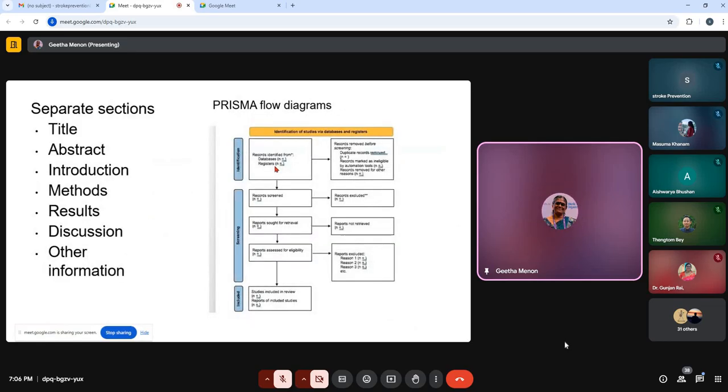It has 8 separate sections, which includes the title, the abstract, the introduction, the methods, results, discussion, and all other information. And it has to be reported in a systematic review in the form of a PRISMA flow diagram, where all the steps that you have adopted, right from identification of the studies, how many databases were searched, how many records were searched, how many were removed, why they were removed, how many were duplicates, reasons for removing, everything has to be recorded in the PRISMA flow diagram.